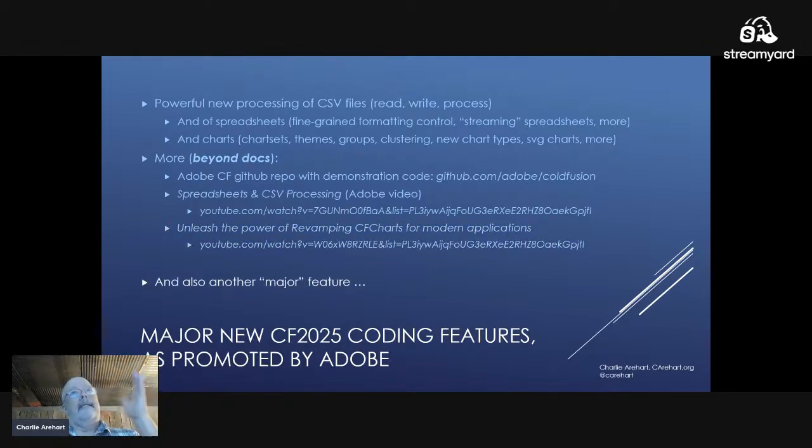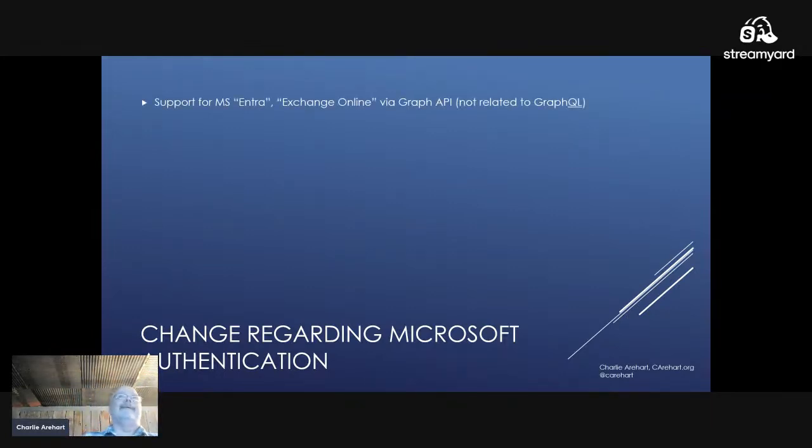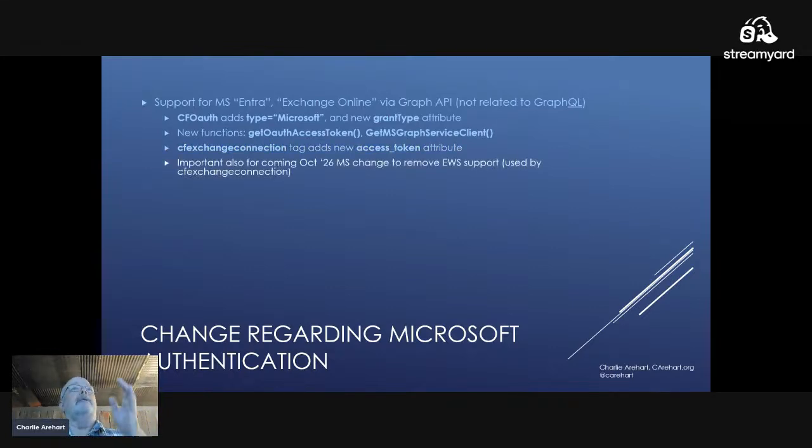And then I also want to say that you'll hear talk of another major feature, and you might go, I don't need it, but some people need it: a change regarding Microsoft authentication. Specifically, support for Entra and Exchange Online and Graph API, which has nothing to do with GraphQL. Anyway, they added a new cfoauth capability of type equals Microsoft and grant type. If those mean things to you, if you're in that world, you know what that's about. Get access token, get MS Graph service client. cfexchangeconnection is a tag in a statement that allows this access token capability as well.